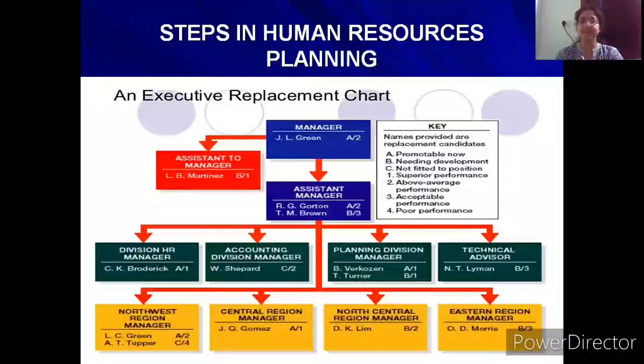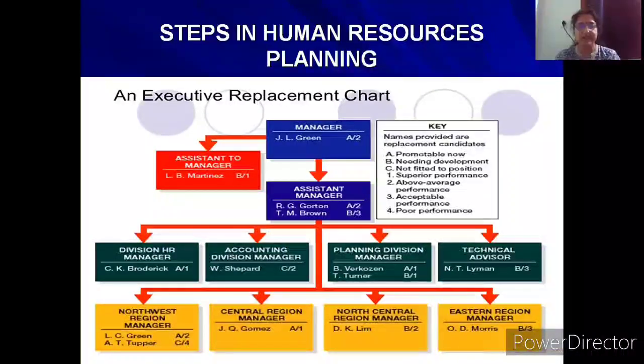This is another sample replacement chart which I have given here. So the example of this replacement chart is such. For a manager's position, there are 2 people who can occupy the manager's position if it becomes vacant. So there is one person known as LB Martinez and another person, an assistant manager known as Gorton and Brown. Alongside them, ranks like A1, A2, B1, B3 have been given.